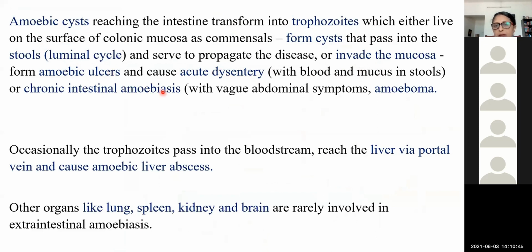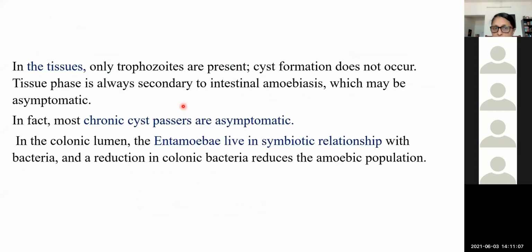Or it can cause intestinal amoebiasis, that is inside the intestine itself. Chronic amoebiasis can cause vague abdominal symptoms and amoeboma, or it can pass through the bloodstream. It may reach the liver via the portal vein and cause amoebic liver abscess. Lung, spleen, kidney and brain are rarely involved. In the tissues, only trophozoites are present. The cysts are formed only in the intestine. Chronic cyst passers will always be asymptomatic. They are just carriers, passing the cysts, and they are not symptomatic.